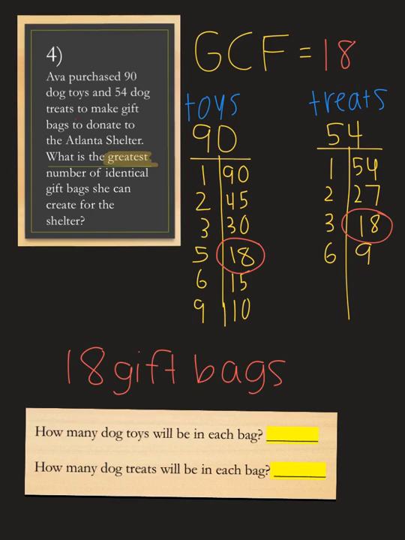So remember, when you're looking for the answer of how many will be in each bag, you go down to where your GCF is circled and look at its partner number. So there will be 5 dog toys in each bag. And then the next question, how many dog treats? So look at the 54 and go down to our partner number. So 3 dog treats in each bag.